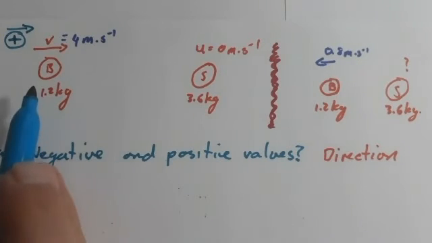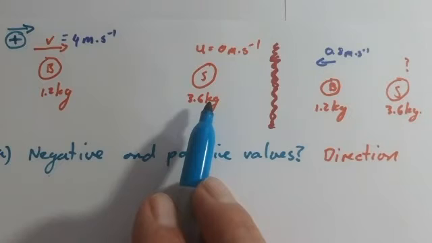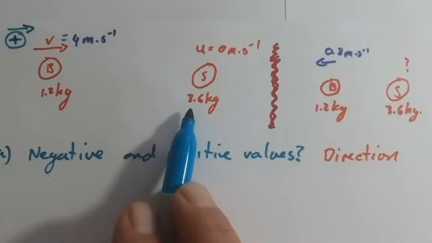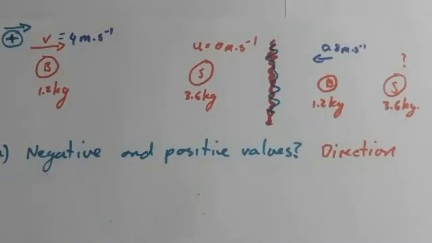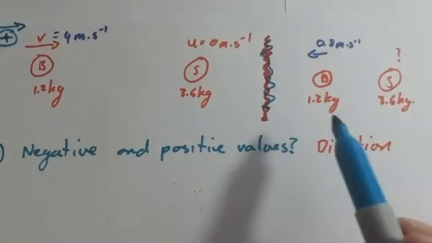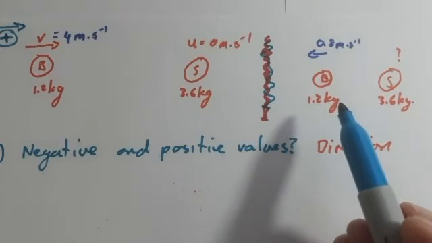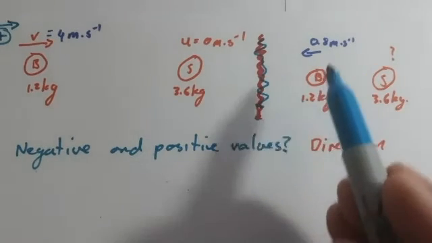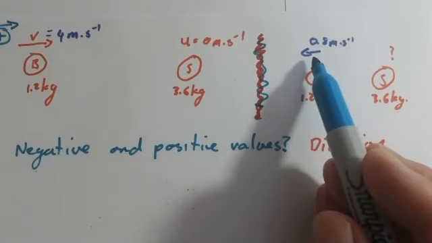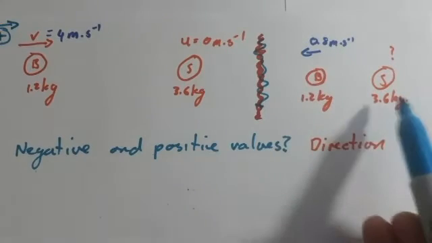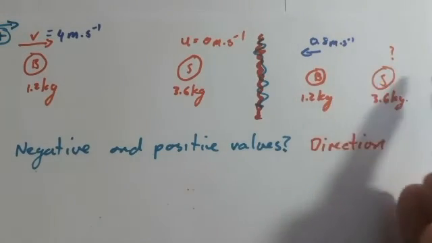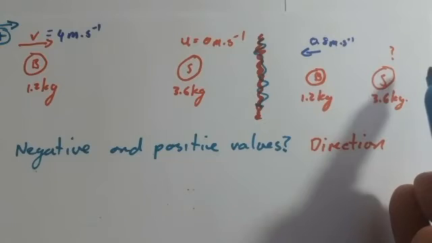Then it hits a stationary ball S with a mass of 3.6 kilograms. Right? So this always indicates my little collision. After the collision, if we go to our values, we can see that ball B is now moving in the opposite direction because it's got a negative velocity. Velocity reading down from the graph is 0.8 meters per second. We don't know anything about ball S, whether it's moving and in which direction.